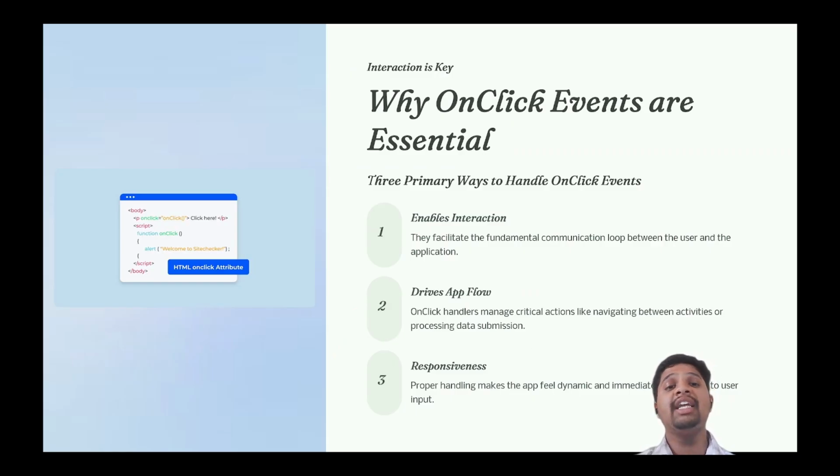So why are on-click events so important? Because they are what make an application interactive and responsive. Let's break it down. They enable actions: users can perform tasks like submitting, navigating, or confirming. They drive app flow, determining what happens when a user takes an action. They make the app feel responsive, giving instant feedback through animations, toasts, or transitions. Without proper event handling, even the most beautiful app will feel lifeless.